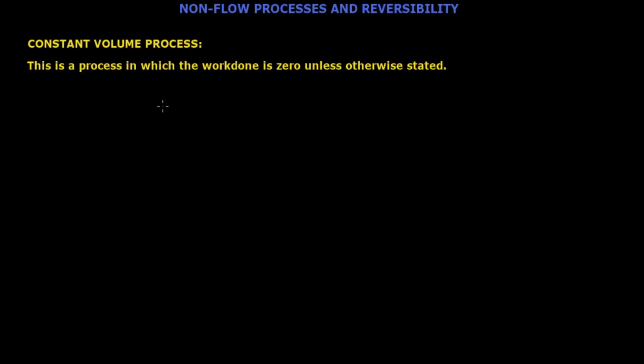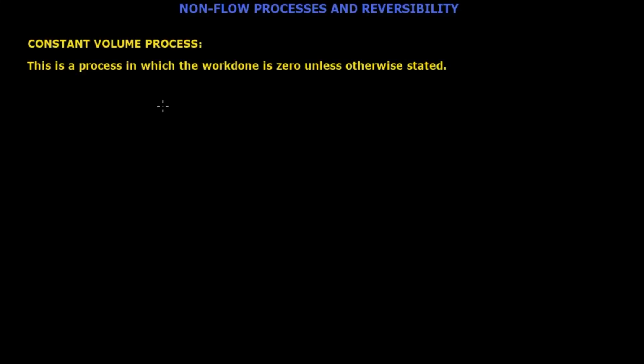So, in this episode, we are going to be treating non-flow processes and reversibility. Just like we treated in the last episode, the flow processes and the steady flow energy equation. In this particular episode, we are going to be looking at the non-flow process. The first we are going to treat is the constant volume process, which is also known as the isochoric process. Now, what is a constant volume process?